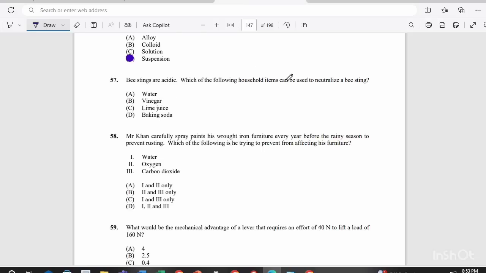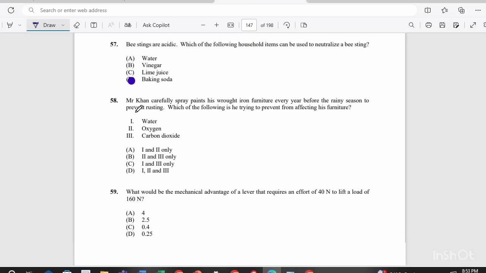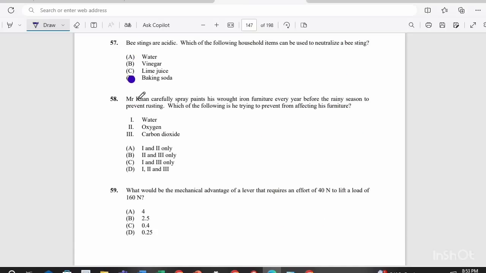Question 57. Bee stings are acidic. Which of the following household items can be used to neutralize a bee sting? Is it A. water, B. vinegar, C. lime juice, or D. baking soda? The answer there is D. baking soda.